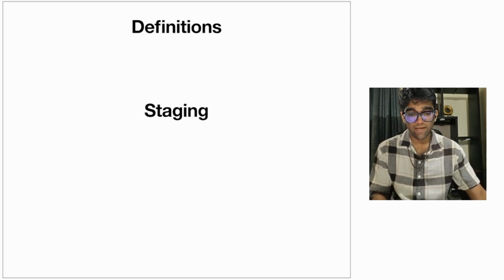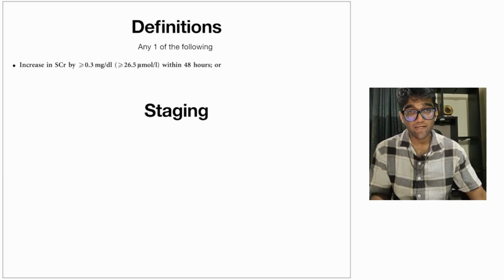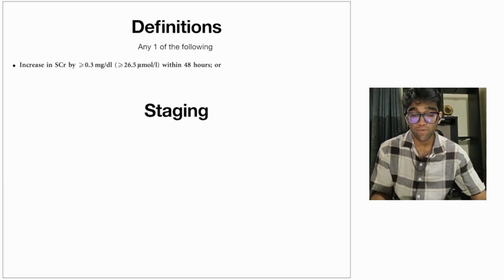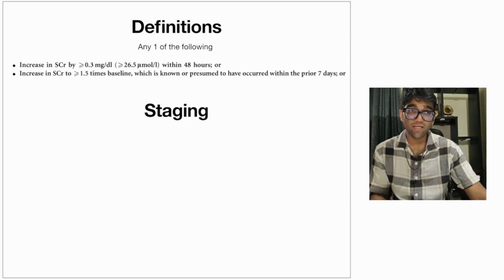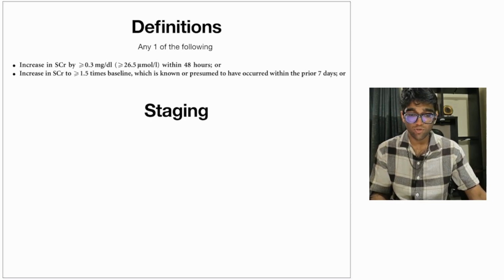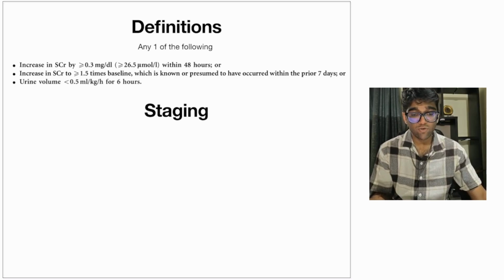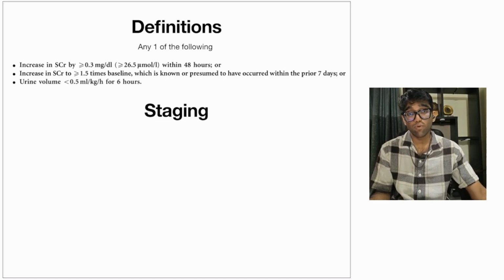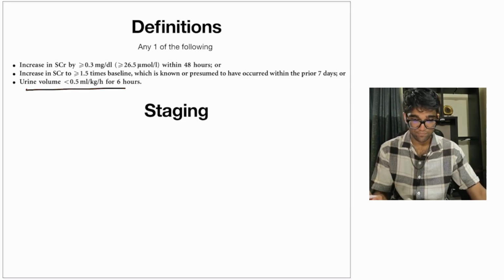Okay, so the definition basically requires any one of the three following entities: an increase in serum creatinine by 0.3 milligram per deciliter from baseline. Again, you need to know baseline values within 48 hours. An increase by more than 50% over the baseline, that is more than 1.5 times, which is known or presumed to occur within the prior 7 days, and a urine output that is less than 0.5 ml per kilogram per hour for 6 hours. So this term has been included to enhance the sensitivity of the definition.